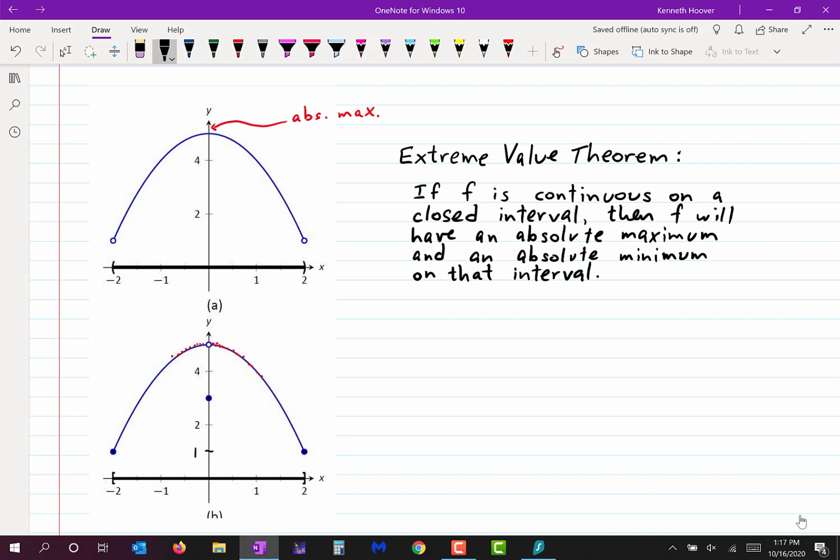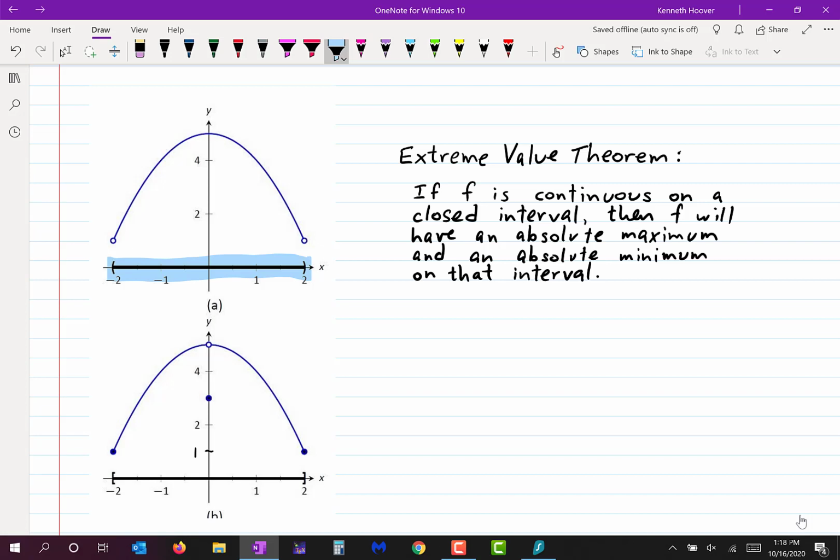Okay, so those two pictures off on the left, are those contradicting the extreme value theorem? Well, the answer is no, because the extreme value theorem only holds if f is continuous and you're looking on a closed interval. So the top one, notice that the interval here is not closed. That's why the function is able to get away without having an absolute minimum.